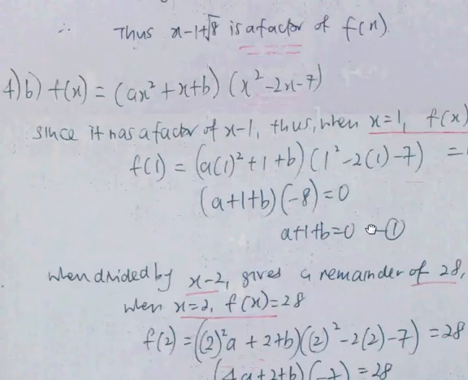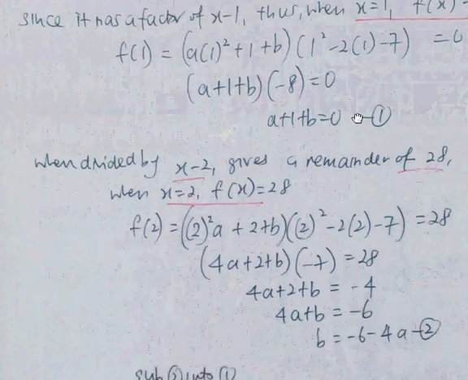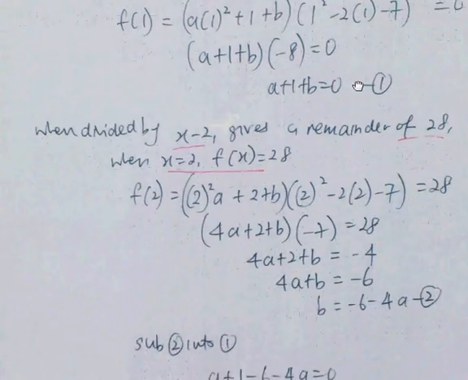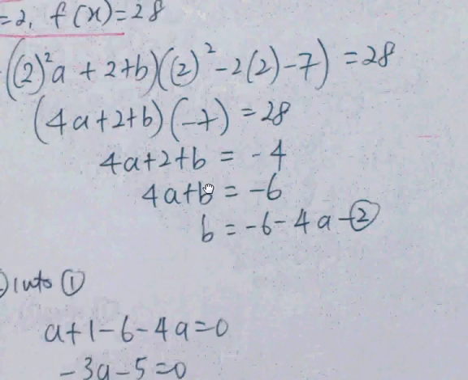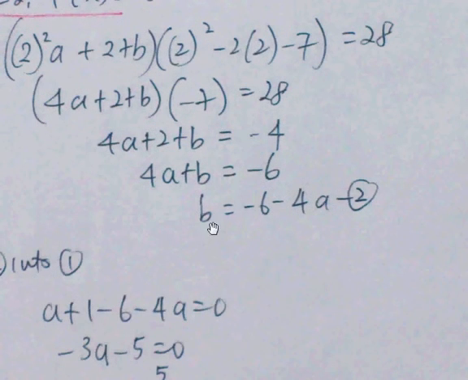The second part is given that when divided by x - 2, it gives a remainder of 28. Therefore, when x equals 2, f(x) equals 28. So we substitute x = 2 into the expression f(x): (2²a + 2 + b) times (2² - 2(2) - 7) equals 28. So (4a + 2 + b) times -7 equals 28. We divide by -7 on both sides and get 4a + 2 + b = -4. So 4a + b = -6, b = -6 - 4a, and we label this equation 2.